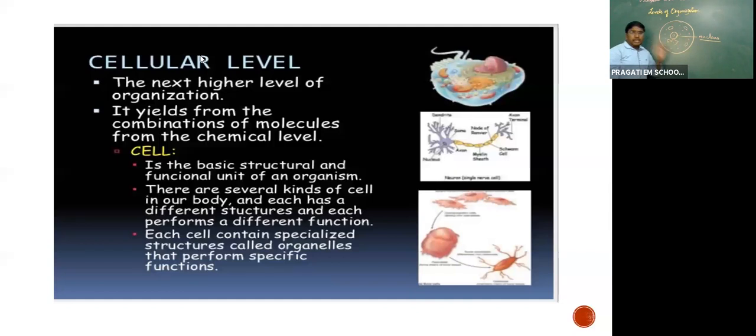Each cell contains specialized structures called organelles that perform specific functions, like coordination, transportation, excretion. These are the types of functions coordinated by the cells in the cellular organization. Is it okay, children? So it is about the cell.